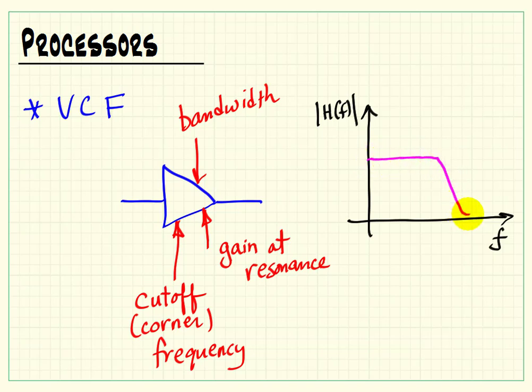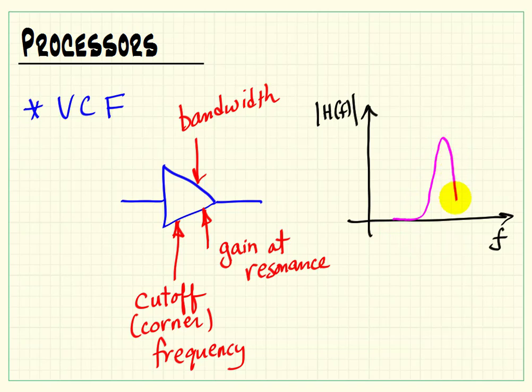For example, if we had a transfer characteristic for a low pass filter, then you can imagine that the corner frequency could essentially be varied continuously by this control voltage. Gain at resonance, you can adjust the amount of peaking that happens at the corner frequency.